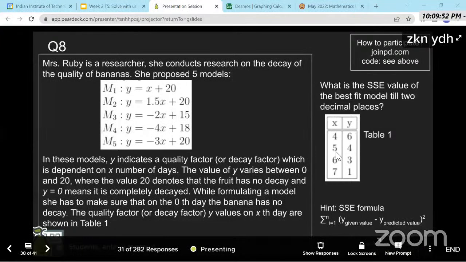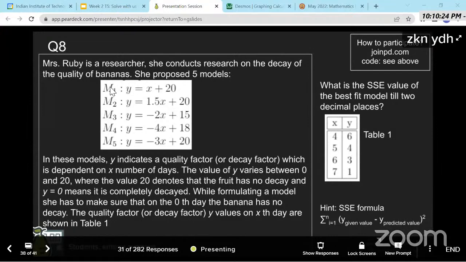So look at this. I started by saying that as x increases, what is happening to your y value? As x increases, the y value is decreasing. That means the slope must be negative as per this data. This is the inference you can make, right? As x is increasing, y is decreasing, so the slope must be negative. If the slope is negative, then certainly M1 and M2 cannot be the option. So M1 and M2 are wrong. If you try to find the SSE, you will get a very large value.